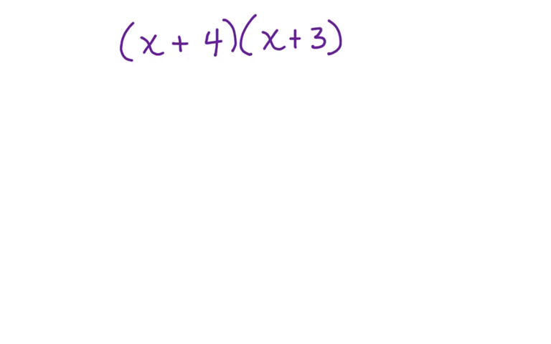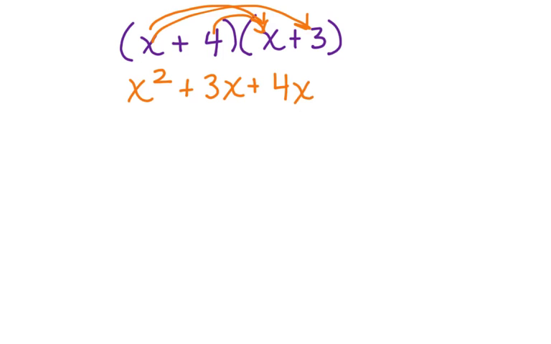Now, we can use FOIL to check our work. x times x is x squared. x times 3 is plus 3x. 4 times x is plus 4x. And 4 times 3 is plus 12. Now we combine like terms. x squared plus 7x plus 12. Our work is accurate. Let's look at another one.